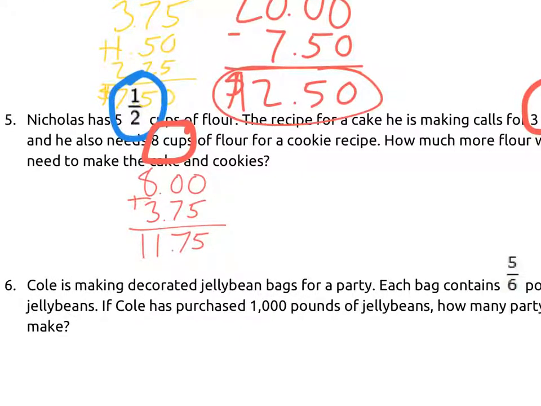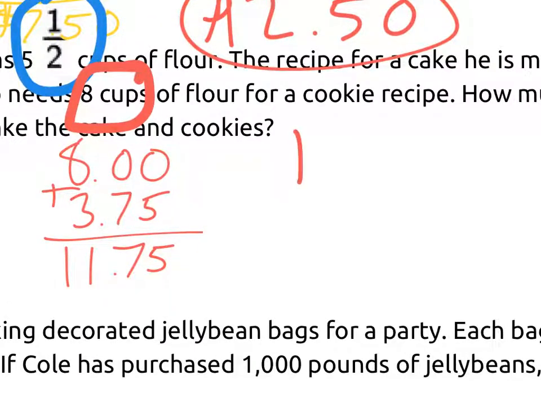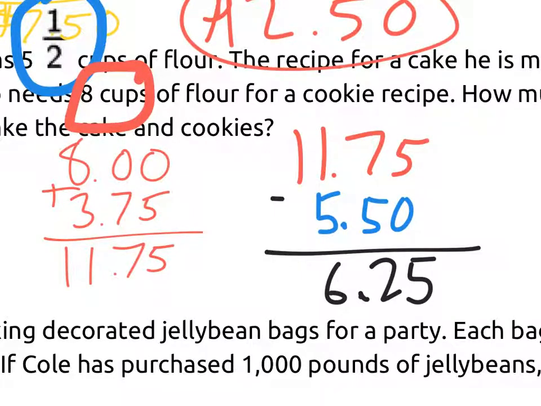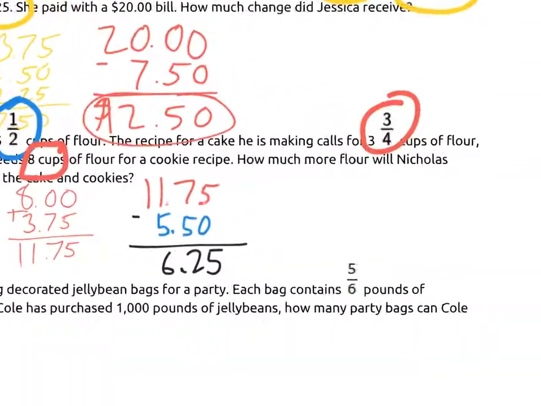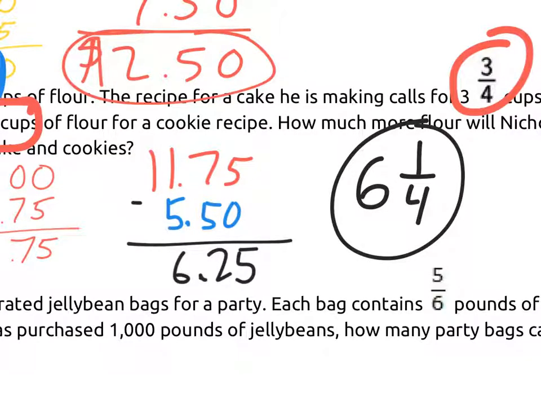So he's got 5.5. We need to find the difference here to figure out how much more he needs. So 11.75 is what we need, and that 5.5 is what he's got. I'm going to go ahead and change this to 5.50 and just subtract from there. So working through this real quick, we get 6.25. 6.25 is not wrong, but you'll need this as a fraction for your multiple choice test. So it's going to be 6 1/4 cups of flour.